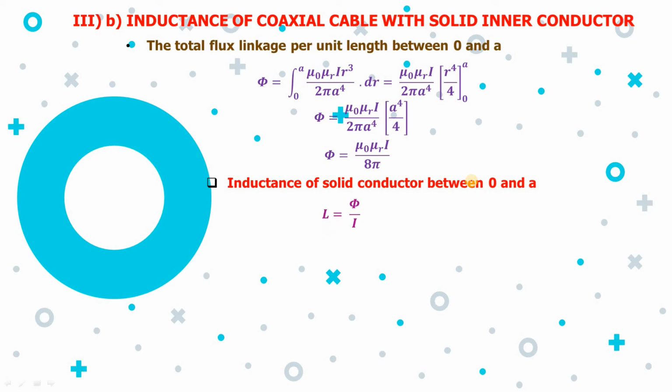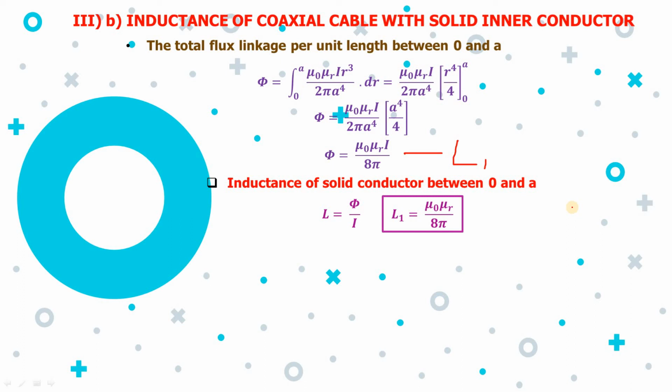Therefore, the inductance of the solid conductor between 0 and A is nothing but, let this inductance be L1. So L1 is equal to mu naught mu r divided by 8 pi. This is between 0 and A.